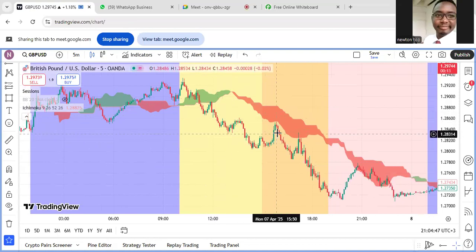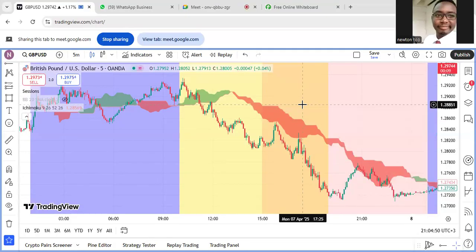Then the market again came down near the cloud, but it didn't touch the cloud. Good trades always touch the cloud so that you can confirm to enter or sell. So this one you can also understand, and you can make it your system. Because every system in the forex market makes money.